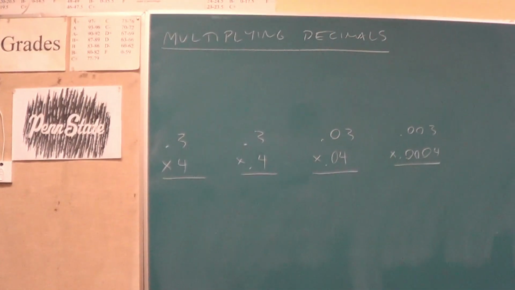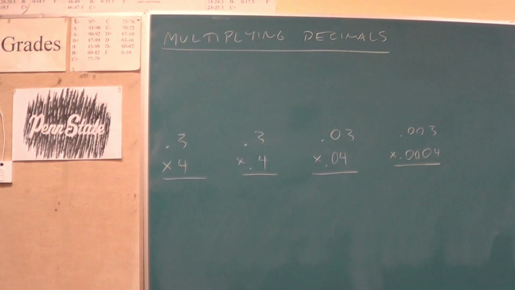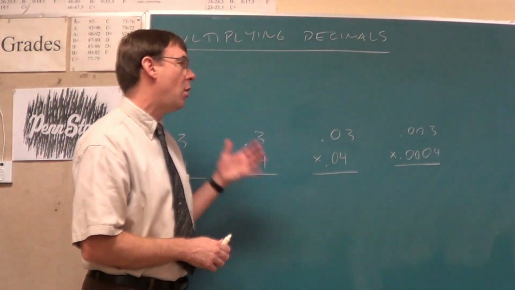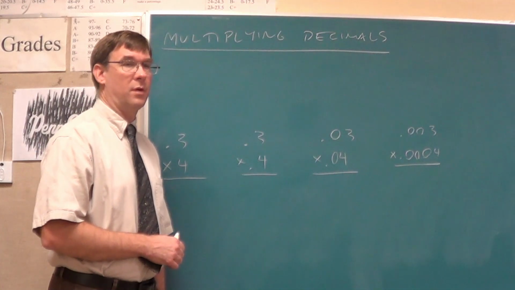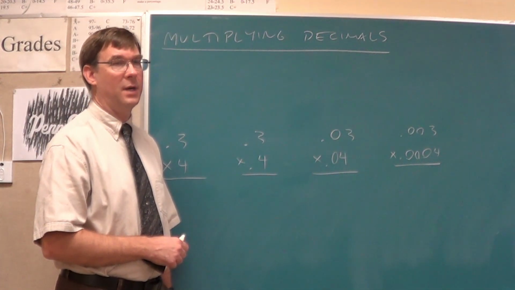So today we're going to multiply decimals. I have on the board 4 pretty similar problems, but they're going to take us to 4 very different answers. Does anybody have a memory of multiplying with decimals from your earlier life days? Anybody remember how this went?